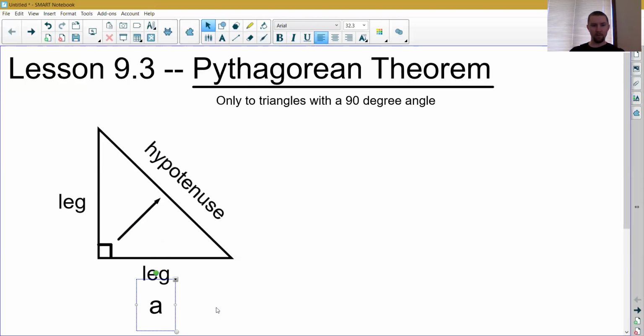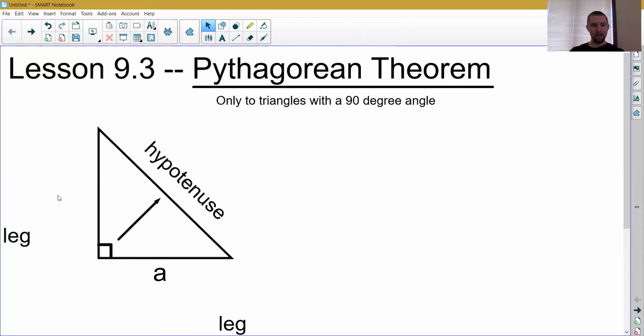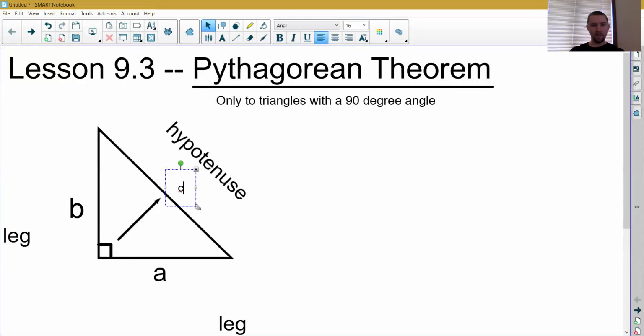Now, when we move into the Pythagorean theorem, we replace these vocabulary words on our sides with letters, okay, with variables. And normally we talk about our legs being A and B. Okay, so I have leg A, I have leg B, and then the hypotenuse is letter C. Okay, we just go A, B, C like that. So we have A, B, and C.